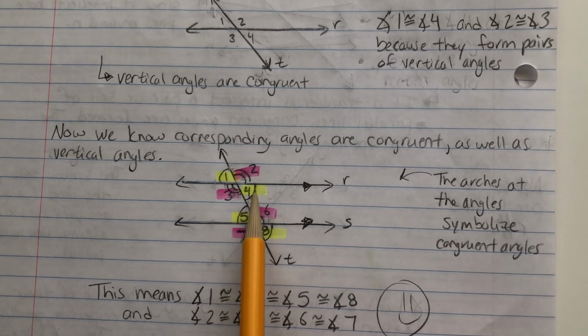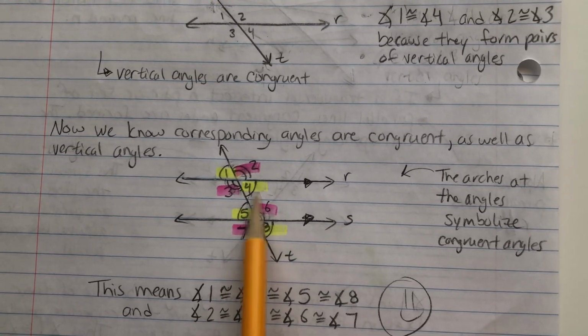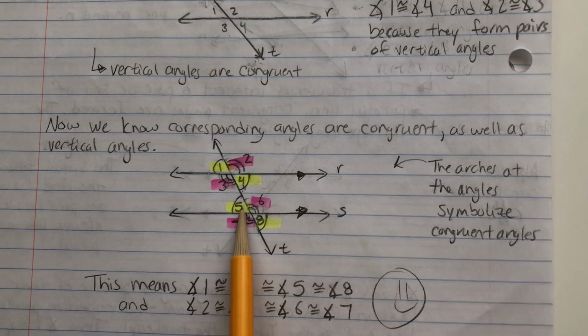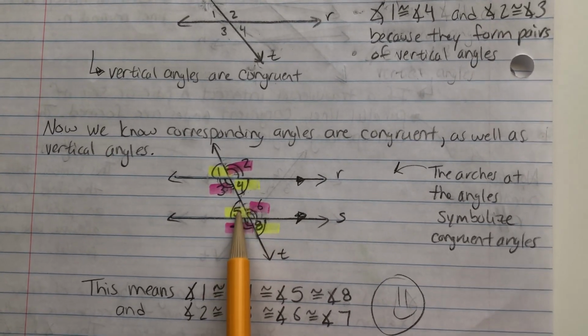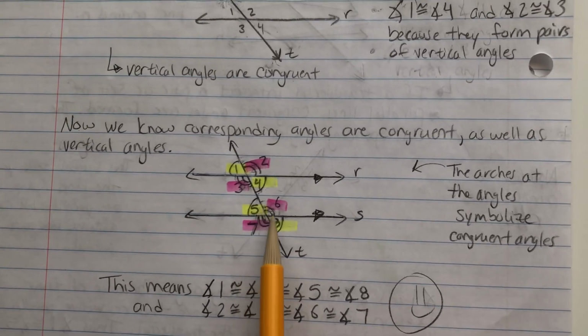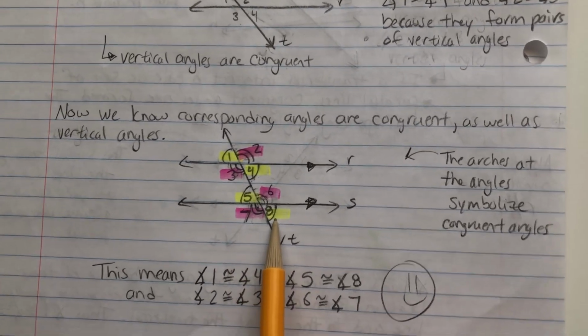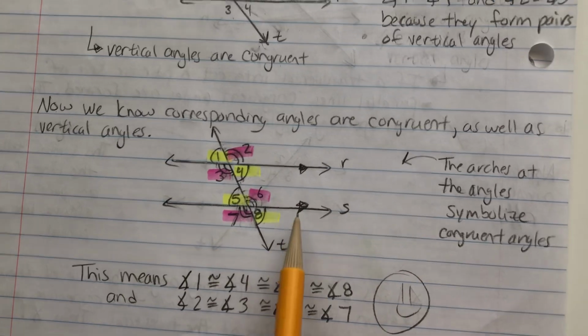Well, if angle 1 and angle 4 are congruent because they're vertical, and angle 1 and angle 5 are congruent because they're corresponding, then it's enough to assume that 4 and 5 have to be the same as well, which means angle 5 and angle 8, because they are vertical angles. So a lot happens here.